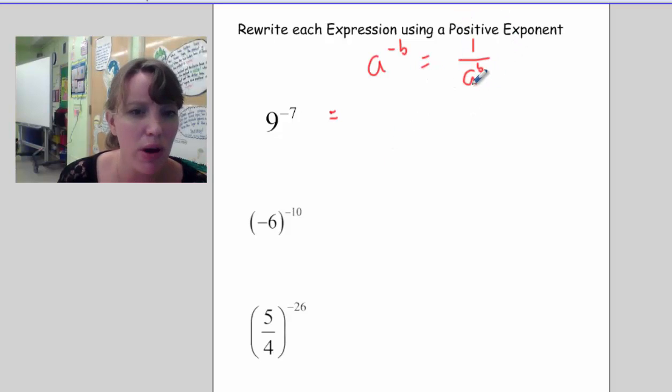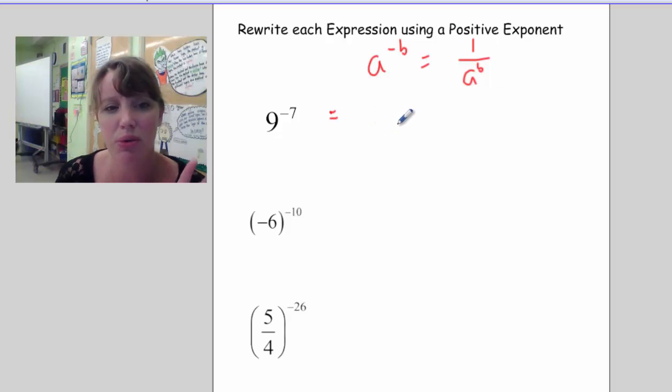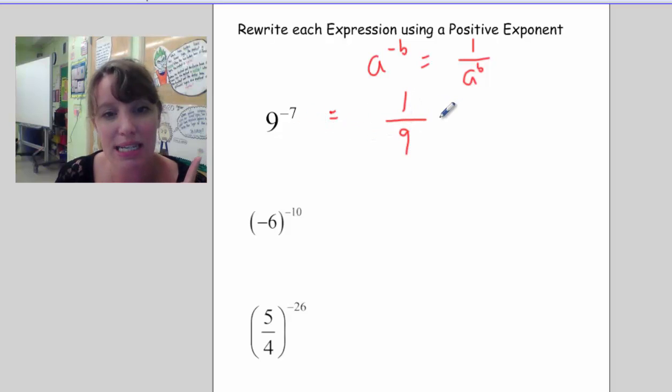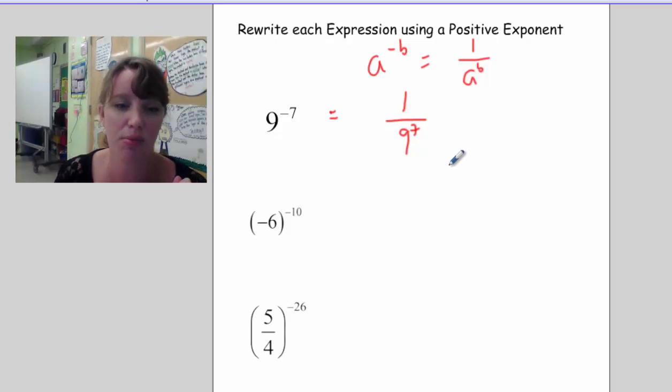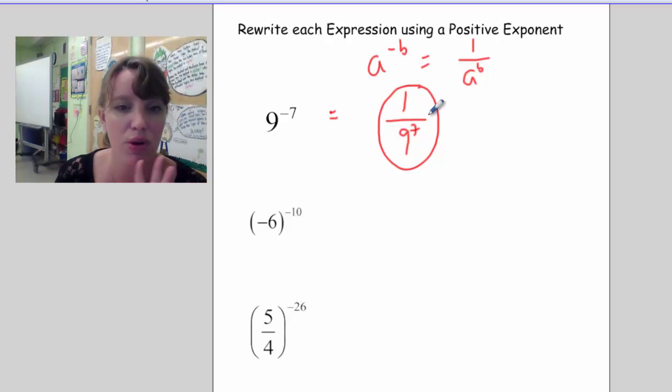So let's just rewrite it. Let's not evaluate what these would be. Let's just rewrite it with positive exponents. If you were going to do that, you'd make it a unit fraction, so you'd have 1 over 9, and you'd raise 9 to the positive 7 power. So that's it. I've taken this number and I've raised it to the positive exponent, and I'm going to stop right there.